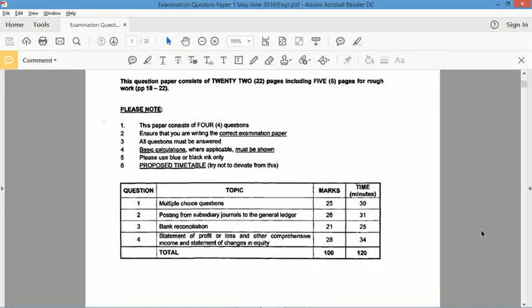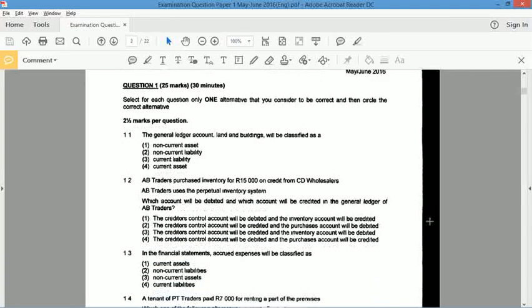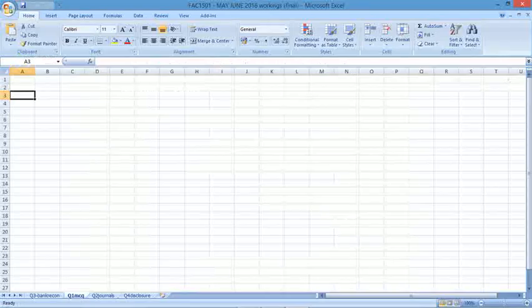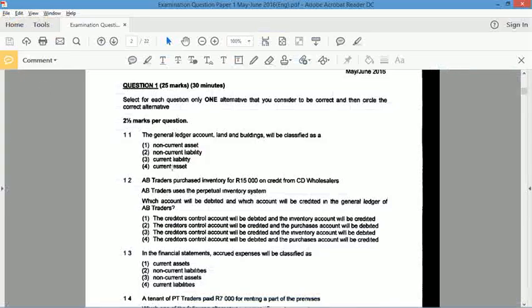Question 1 is multiple choice, 25 marks, 30 minutes. Select for each question only one alternative that you consider to be correct and then circle the correct alternative. Right, 1.1. The general ledger account, land and buildings, will be classified as. Land and buildings, you should know, is a non-current asset.